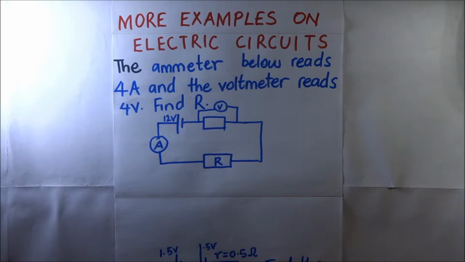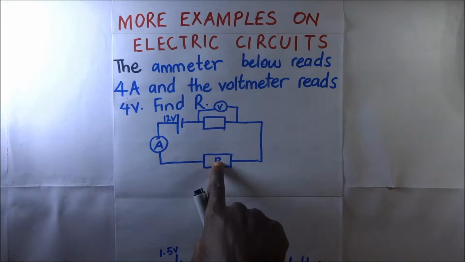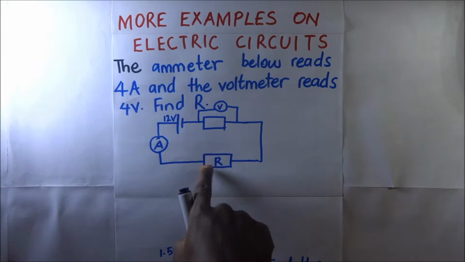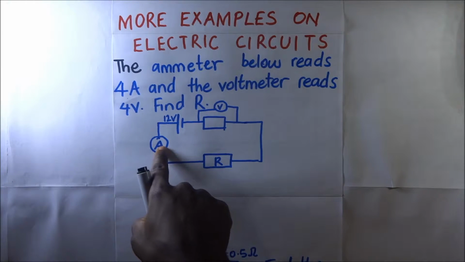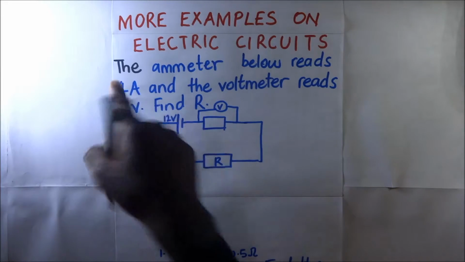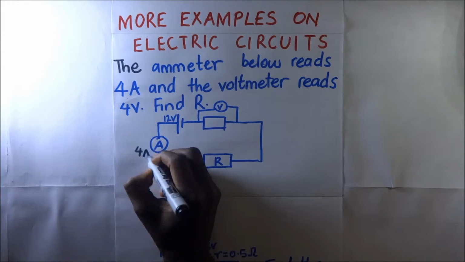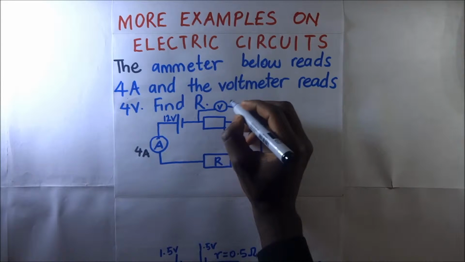The ammeter below reads 4 amperes and the voltmeter reads 4 volts. Find R. Now we need to find the resistance. In this circuit we have an ammeter that is reading 4 amperes. This is a voltmeter and it's reading 4 volts.